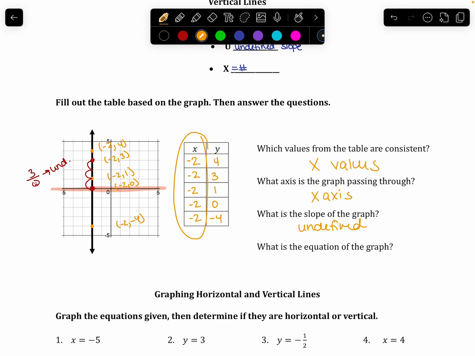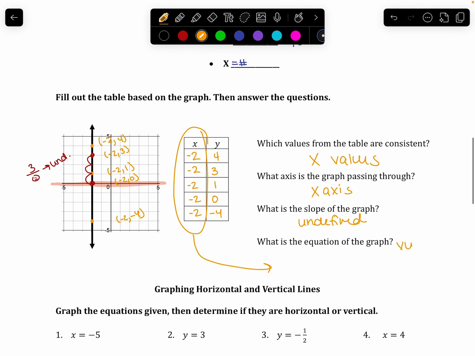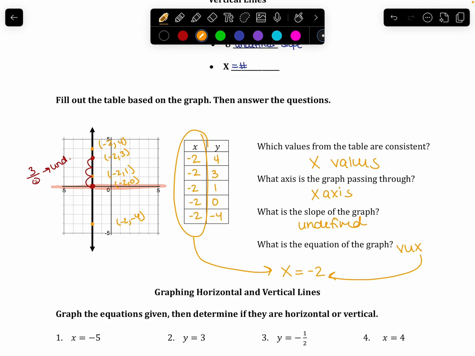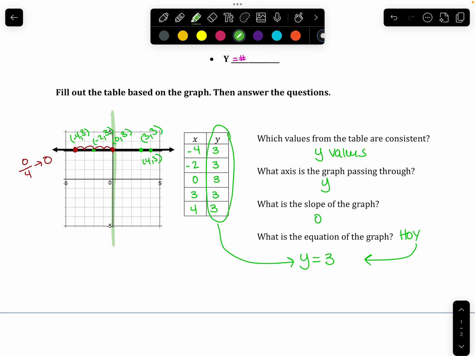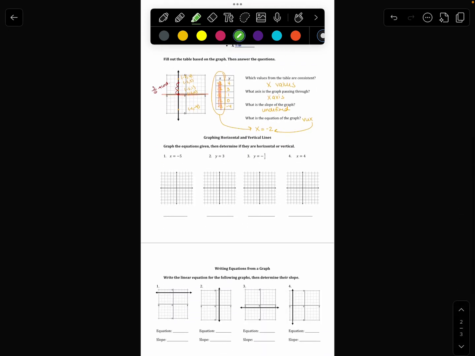So our equation, because our x's are the same and because this is a vertical line, is going to be x equals -2. And again, I should have mentioned this earlier, but notice that all of the x's are -2, which is why your equation is x equals -2. And up here, all of our y values were 3, which is why we ended up with y equals 3 there for our equation.